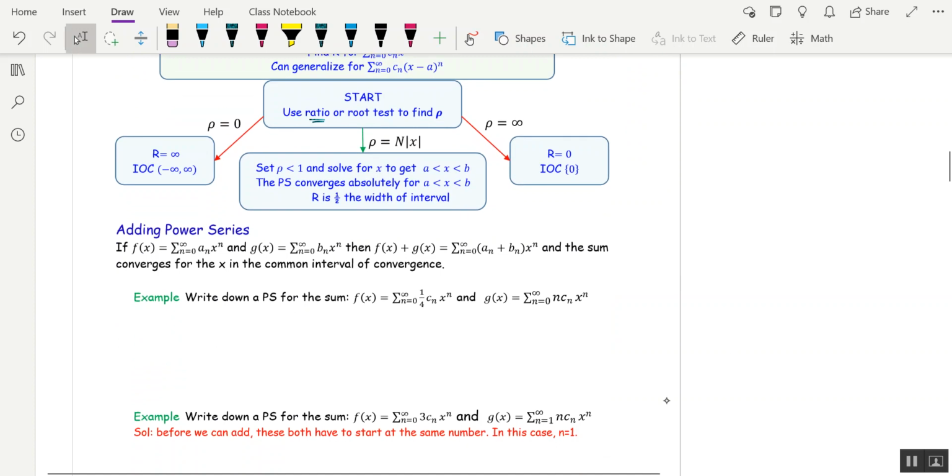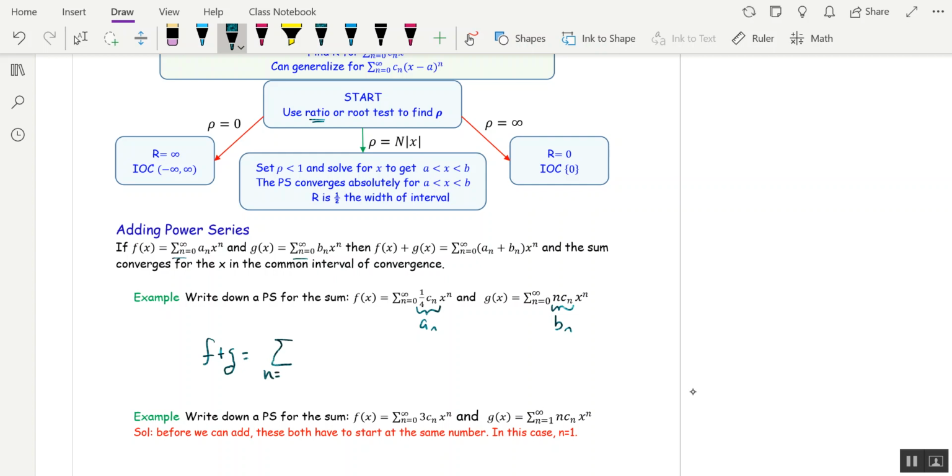So moving on to adding power series. We can add power series by combining the coefficients, as long as the power series both start in the same place. If they don't, I'll show you what to do. So for this first example, we have two power series. They both start at 0, and we want to find a single power series for the sum. So in this expression above, this would be my a_n, the 1/4 c_n, and then the n c_n would be my b_n. And so to add f and g, I just combine the coefficients.